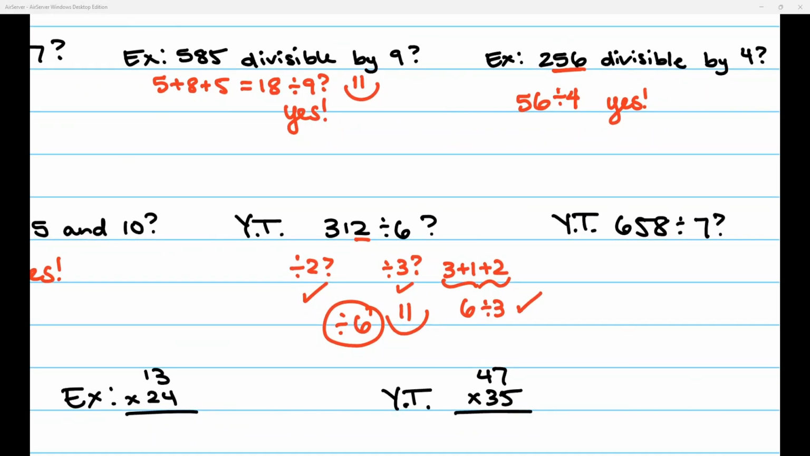Last one, 658. Is it divisible by 7? That's that weird rule that we learned today. I'm going to take 658. I take the last number, that 8, move it over to the side. We're going to double it. That gives me 16. What do I do with that 16? I subtract it. I go 65 minus 16. And I believe that answer is 49. I check to see, is 49 divisible by 7? The answer is yes. Oh my goodness. All of these answers were yes.